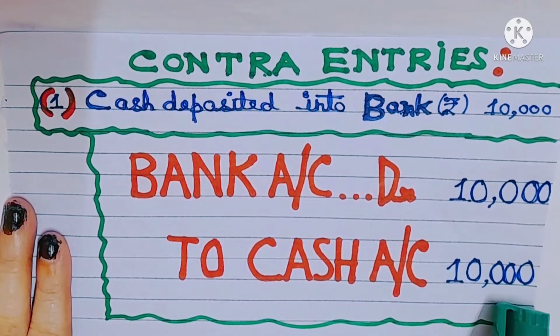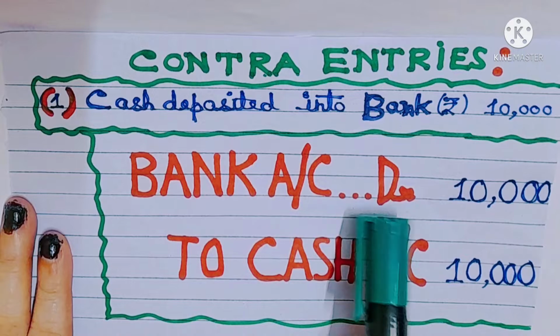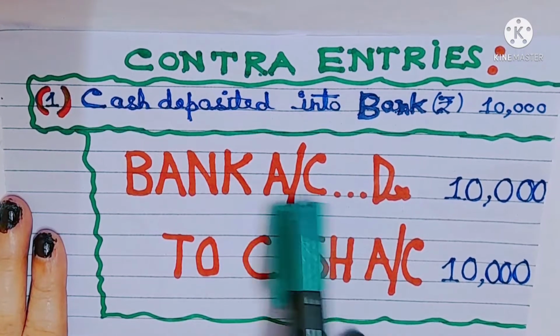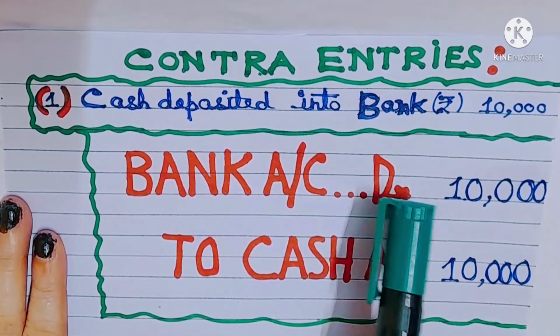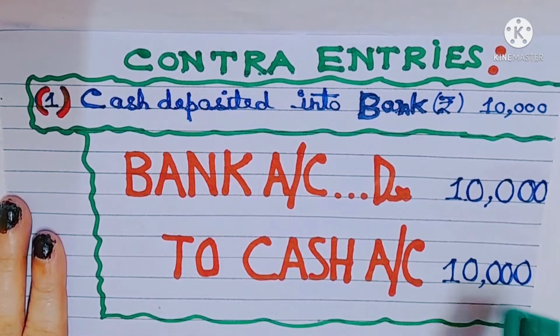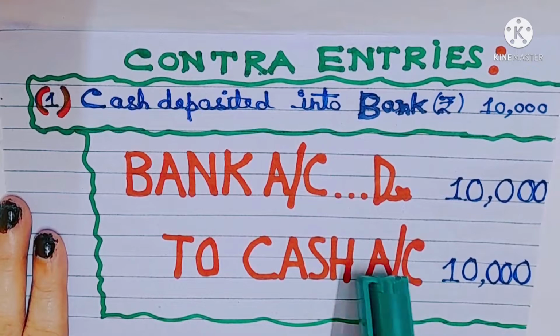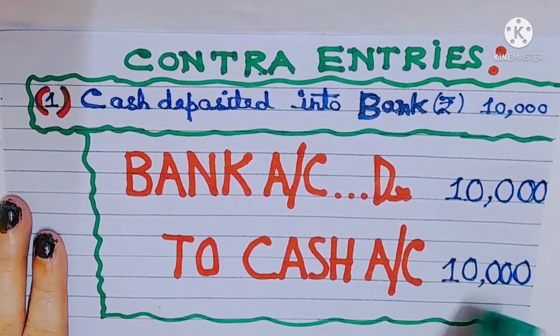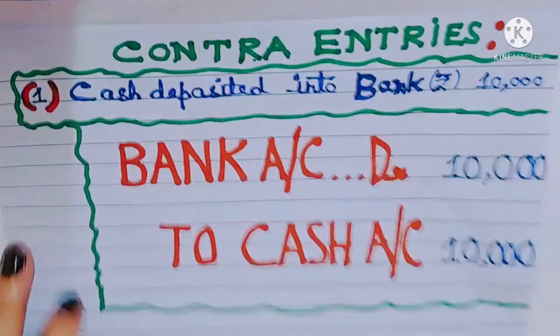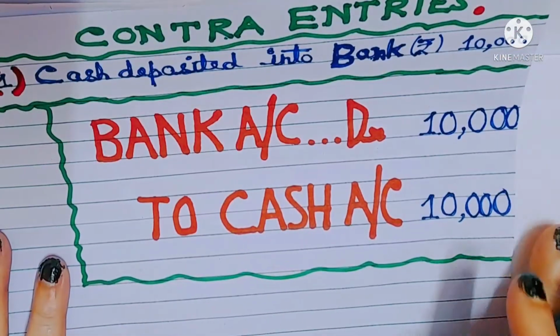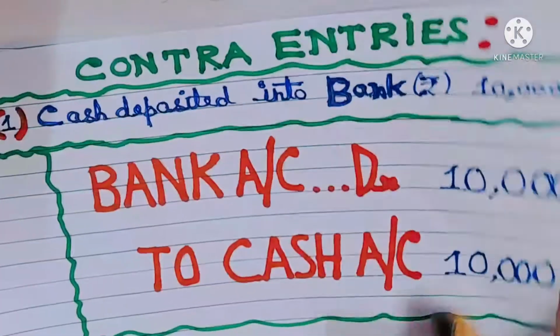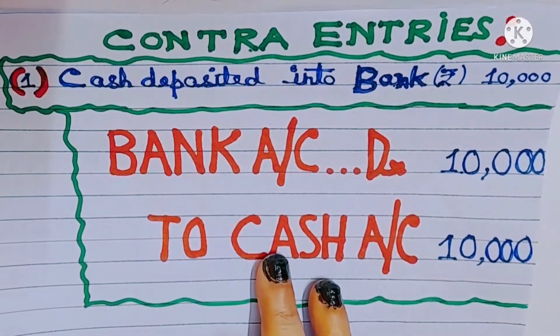You have to record 10,000 in the bank column. Why? Because we are looking at the position of the bank account. So we have to record 10,000 in the bank column. And moreover, when writing the cash account, 10,000 cannot be written in the cash column of the cash account book. Understood?